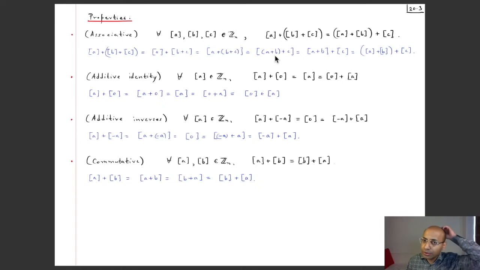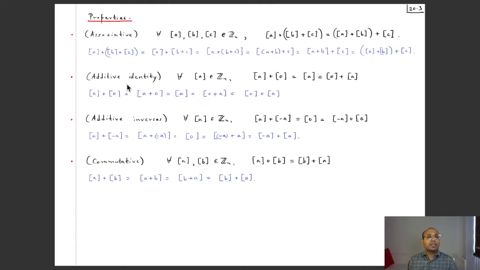So again by the definition of addition modulo n, we know that this is equal to the sum of the equivalence class containing A plus B with the equivalence class containing C. And this thing further we can split into the sum of the equivalence class containing A with the equivalence class containing B. And so we have got this right hand side. So we have got associativity.